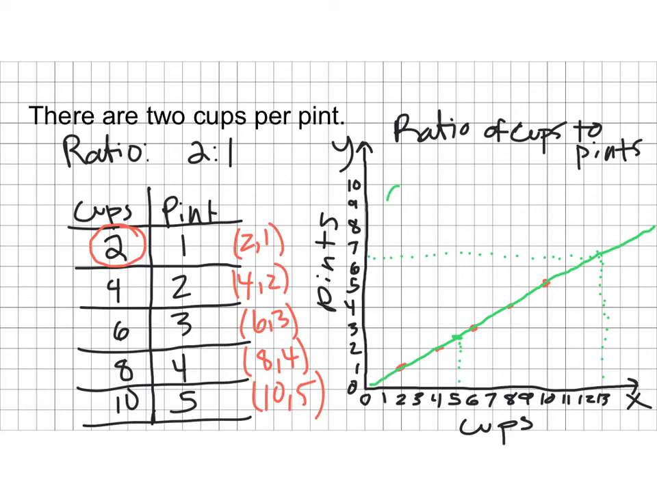This is a continuous relationship because we can connect the points on the line. Continuous means points connected.